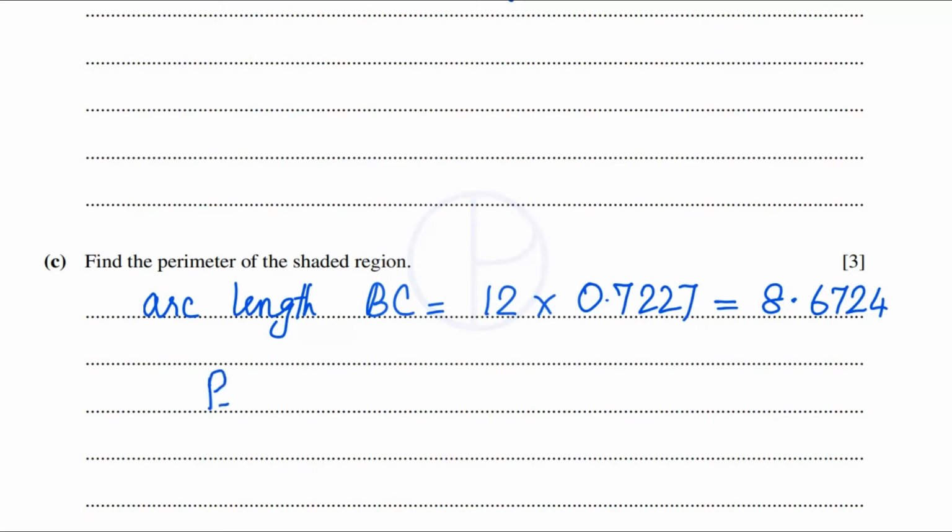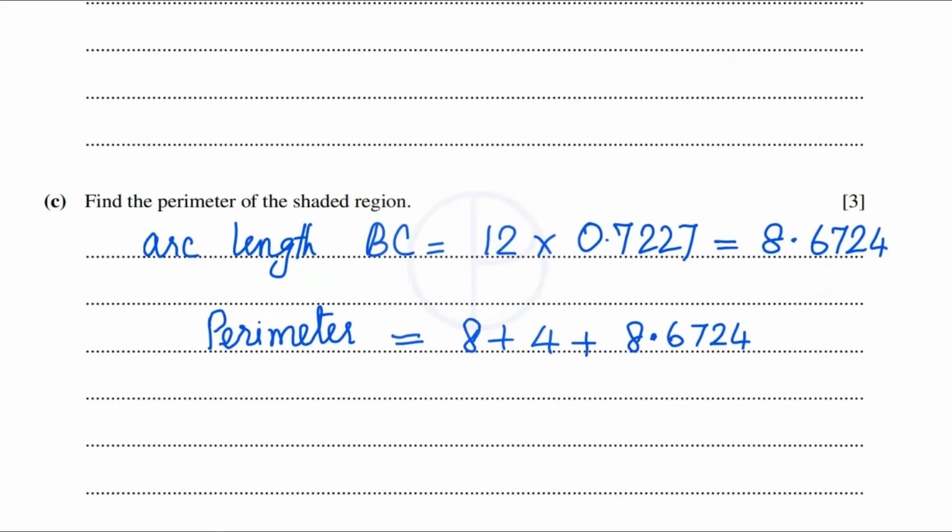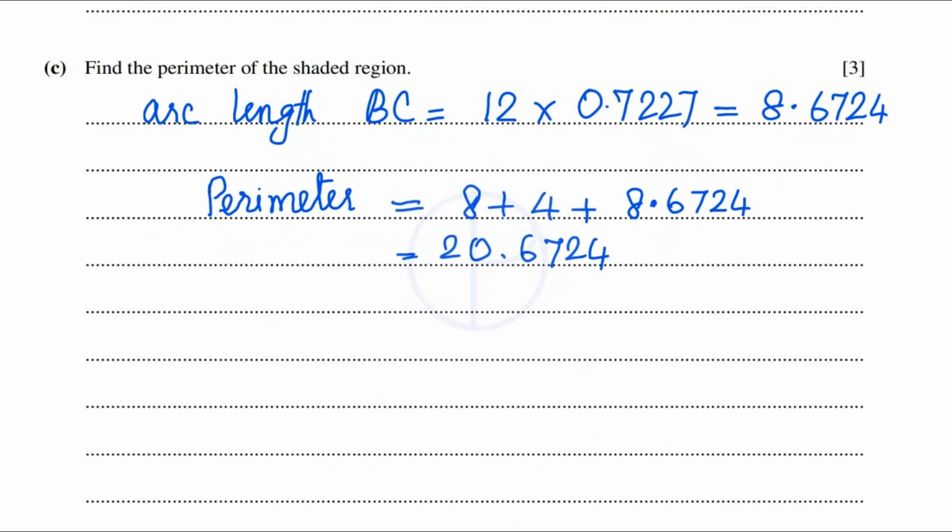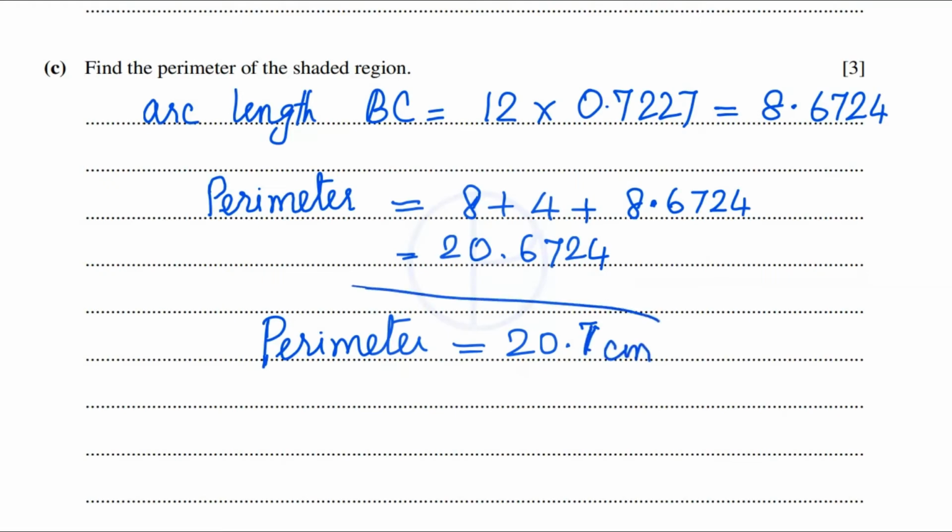So what's the perimeter? 8 plus 4 plus the arc length 8.6724, which is equal to 20.6724. So the perimeter is 20.7 centimeter.